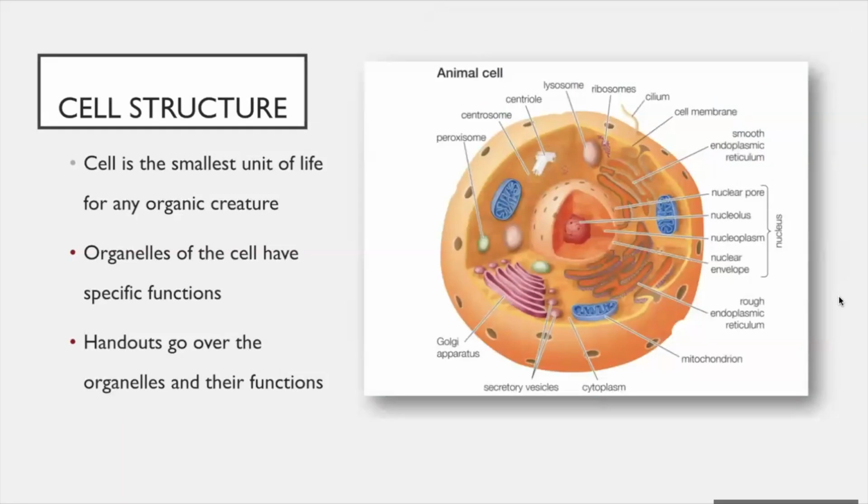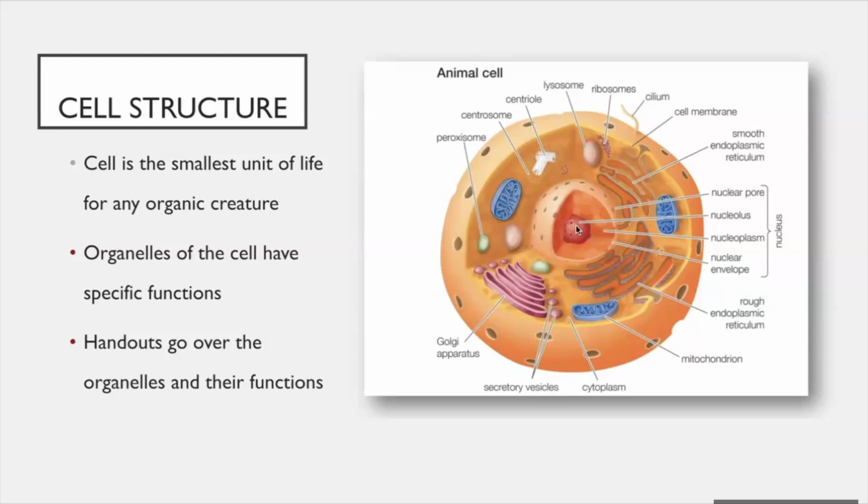Next is cell structure. So the cell is the smallest unit of life for any organic creature. Organelles of the cell have specific functions. So over here on the right-hand side, we have an animal cell pictured. There are different organelles within this cell, such as the mitochondrion. We have ribosomes, lysosomes, centrioles, centrosomes, peroxisomes, Golgi apparatus. They each have a specific function that help to carry out the life of the cell.